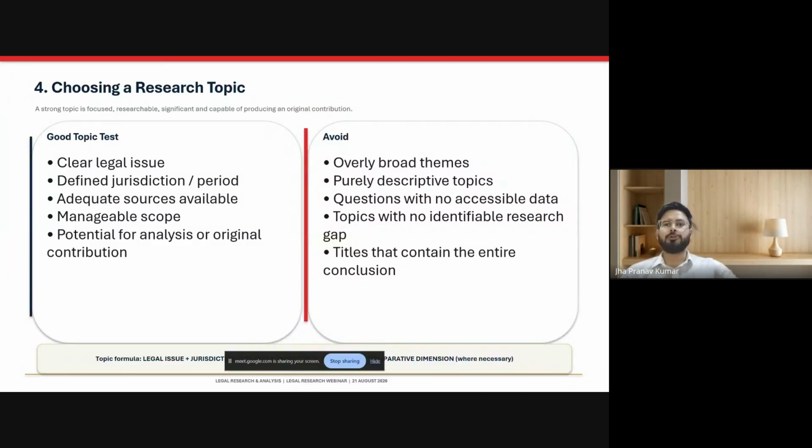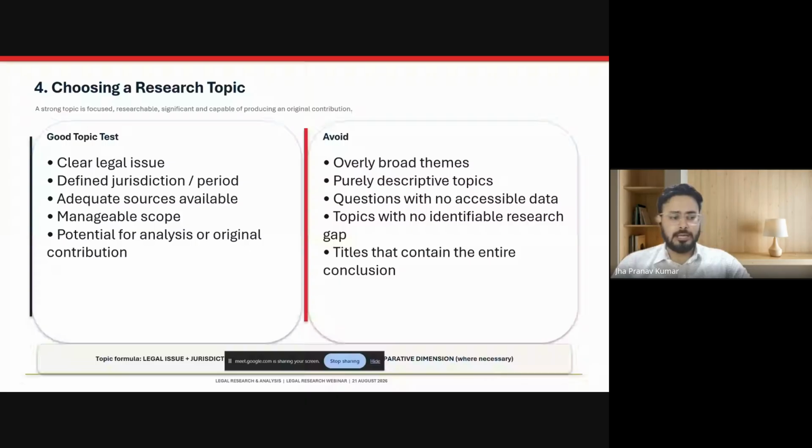Number one, you need to understand a very clear legal issue involved in it. Number two, you have to know what the jurisdictions defined are. Number three, you need to have an adequate source available. Number four, you need to manage your scope. And five, you need to understand the potential for the analysis and the original contribution.